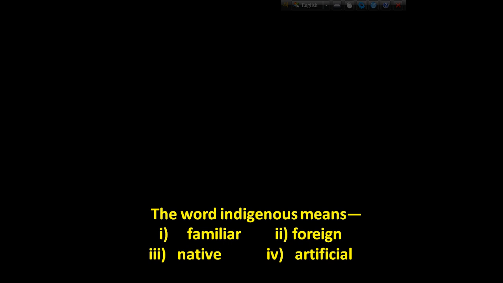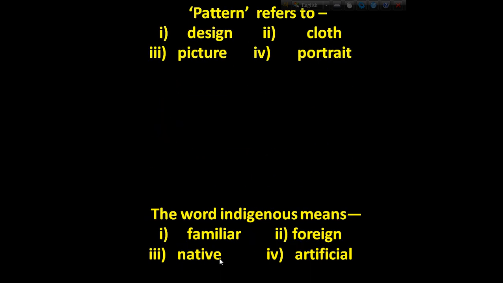The word indigenous means familiar, foreign, native or artificial. So just try to guess the right answer. Yeah, this time you are right also. The right answer is native. Okay, so to the next.